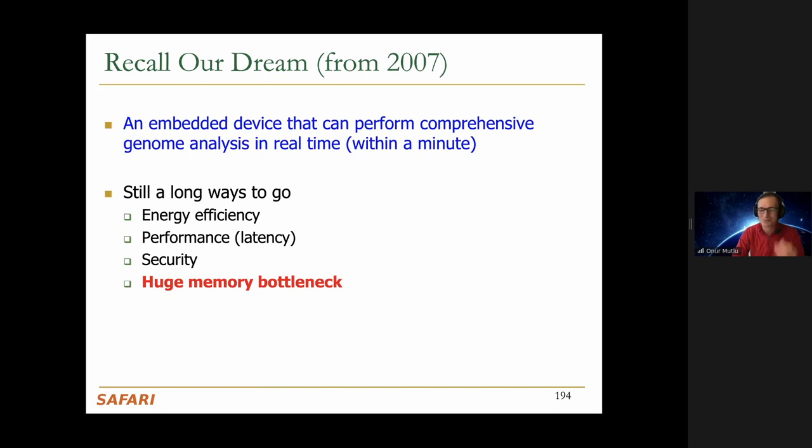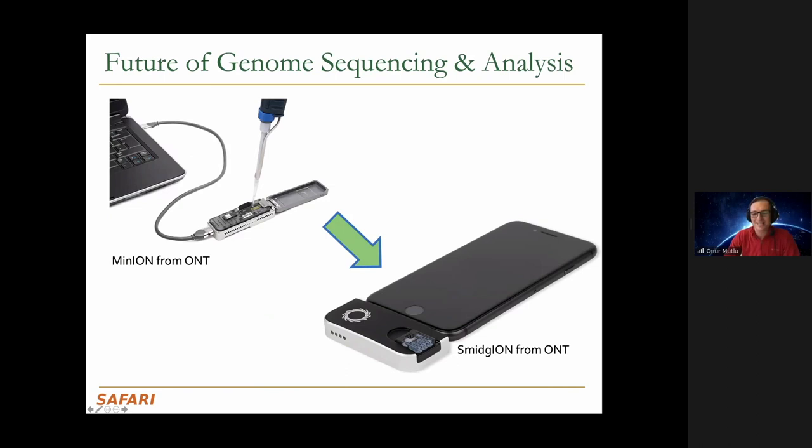And I think clearly energy and performance and latency are important, and there's a huge memory bottleneck over there. But there's also algorithmic and architectural bottlenecks. And we haven't even touched security and privacy issues as well. I think that was also very interesting, but that's a completely orthogonal direction. But I think these devices are getting smaller and smaller. This is something that you can plug into your cell phone, for example, again from Oxford Nanopore. But again, the analysis that you can do is limited.